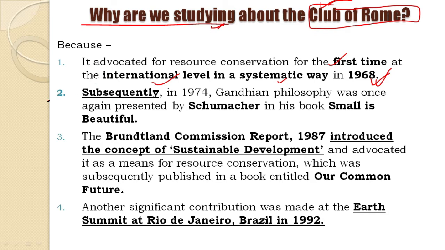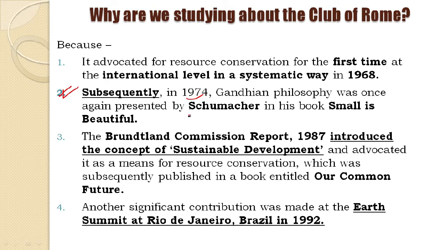Second point, subsequently, after the Club of Rome had started this trend, we come across other people and institutions taking forward this very idea of sustainable development, resource planning and resource conservation. For example, in 1974, Gandhian philosophy was once again presented by Schumacher in his book Small is Beautiful. So a question can be asked here, students: which book was written by Schumacher, number 1, and number 2, what was that book related to? And I would also like you to recall the Gandhian philosophy from the previous class.